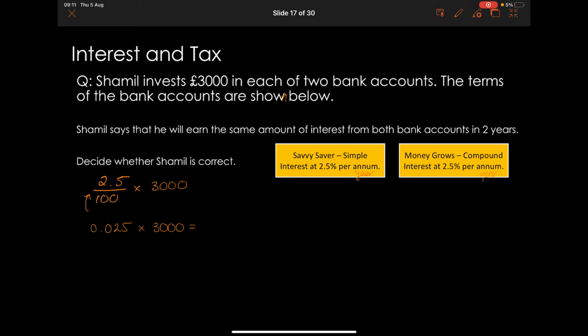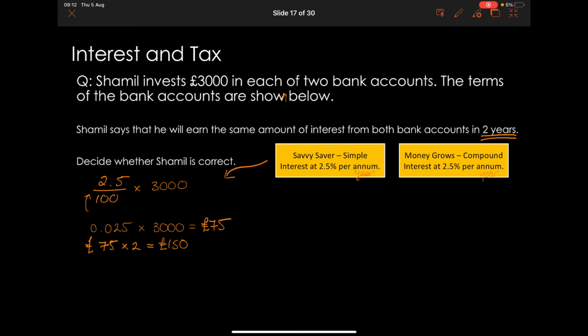0.025 times 3,000 is 75. So he'll get £75 interest every year. Well, we're doing it over 2 years. So £75 times 2 is £150. Okay? So after 2 years, he'll have £150. Now, that's for the Savvy Saver.